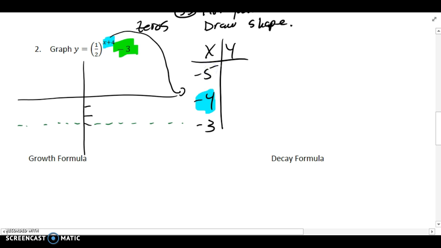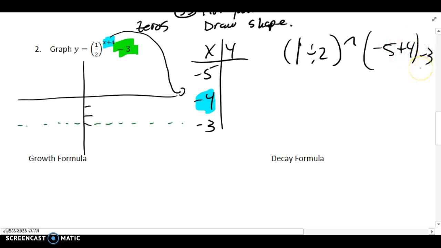Okay, now I can use a calculator here. So in the calculator I put 1 divided by 2, parenthesis, power, parenthesis, -5, plus 4, and then -3. And then I would hit enter. Now if I did that, I'd get -1. Okay, now when I do the other one, I'm going to get -2. When I do the other one, when I put -3 in there, I'm going to get -2 and a half.